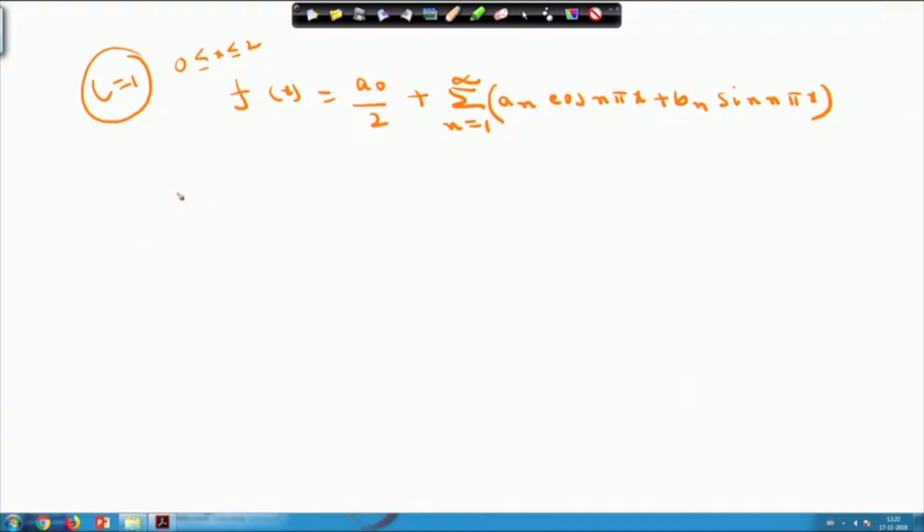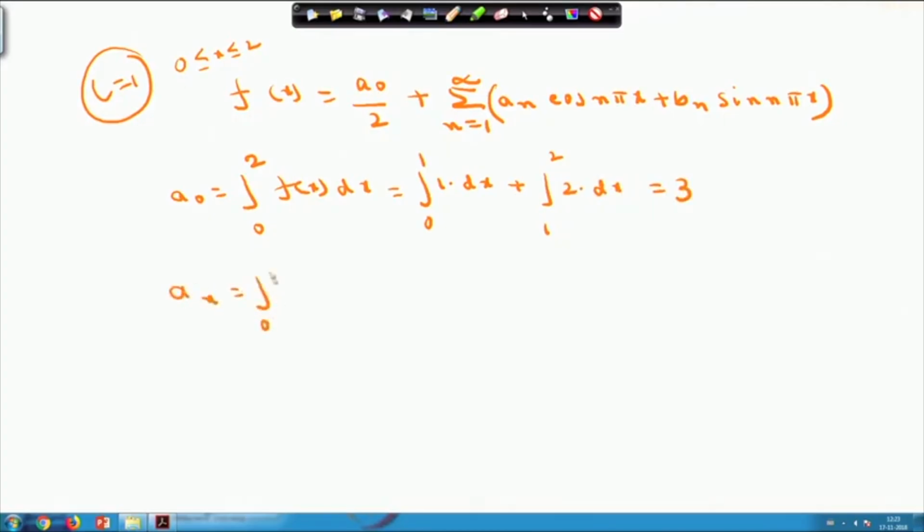where your a naught will be the integral from 0 to 2 of f x dx. The function is 1 in 0 to 1 and 2 in 1 to 2, so I have to break it into two parts: 0 to 1 where f x is 1, plus 1 to 2 where it is 2. If you evaluate the value, you will obtain this is equal to 3.